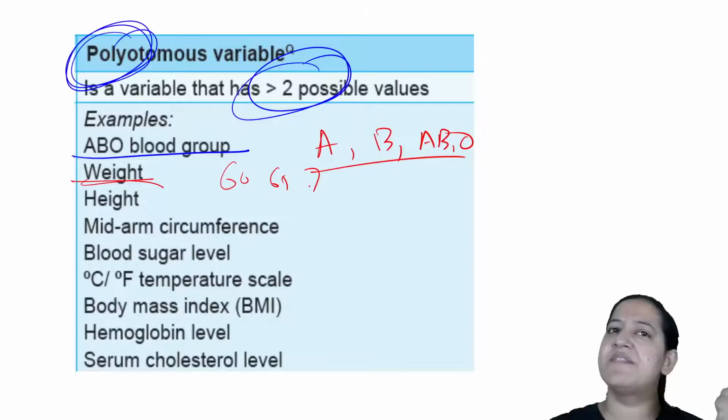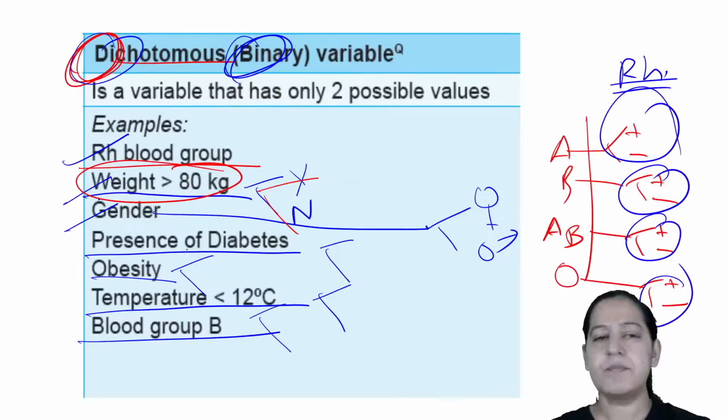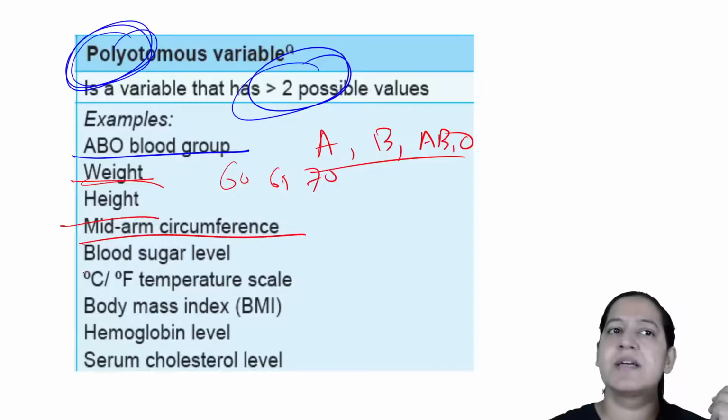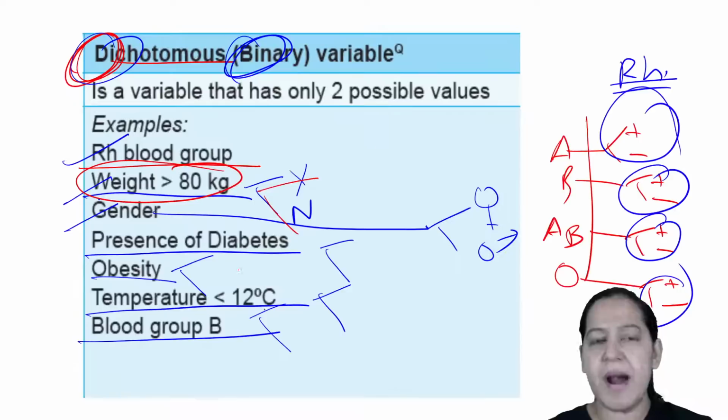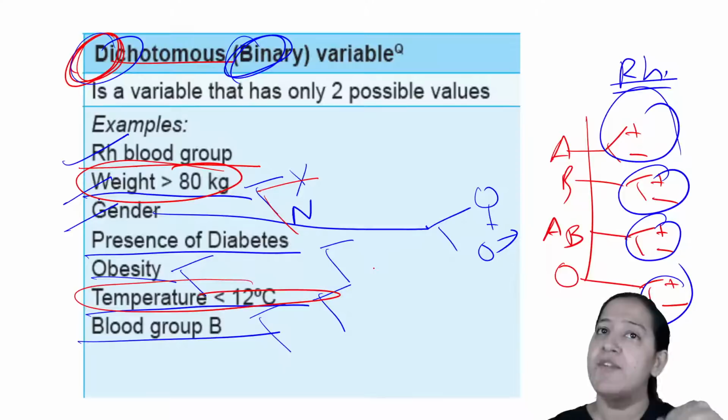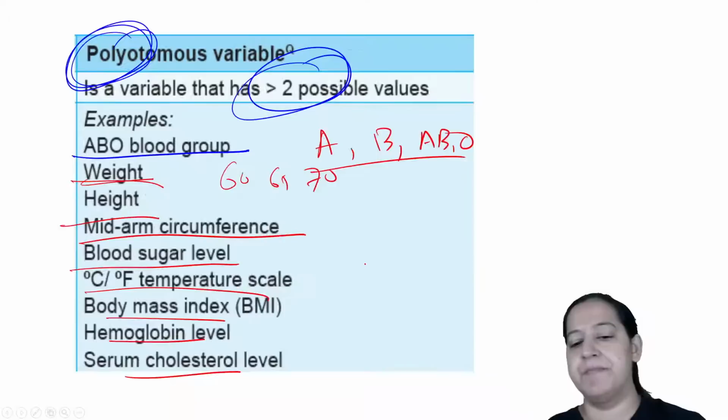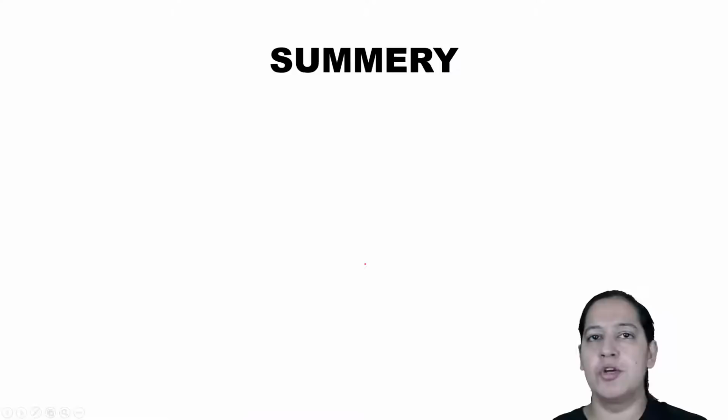Multiple options are there. What is your height? If I say, is your height more than 150, you have two options. But if I'm saying height, anything can be possible. So same with waist circumference, blood sugar, temperature, BMI, hemoglobin, cholesterol. If I'm asking a leading question, you have two options, yes or no. It will convert to binary or dichotomous scale. But if I'm saying weight as a whole, height as a whole, then you will have multiple options, like A, B, AB, O. This is the example of polytomous scale.